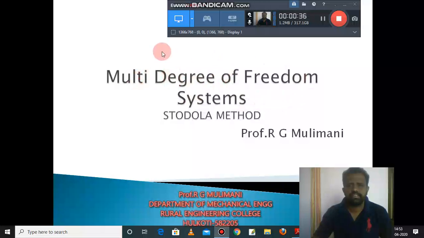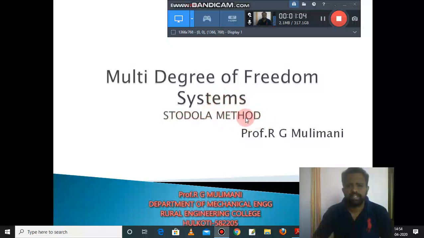What is a multi-degree of freedom system? If the number of coordinates required to define the positions is more than 3, then it is called a multi-degree of freedom system. We already know how to find the natural frequency of the system for single degree of freedom systems by Newton's method and the energy method. But for the multi-degree of freedom system, it is not so easy. So we are using numerical methods.